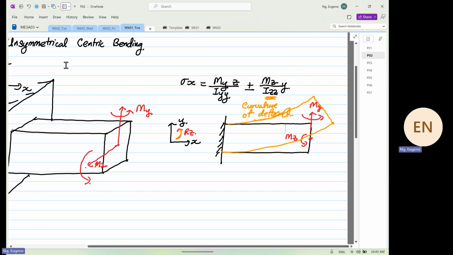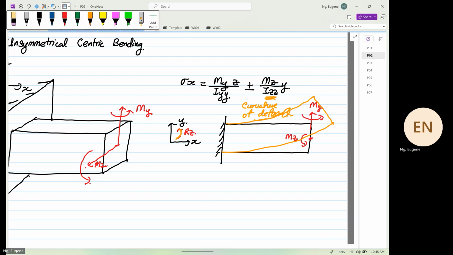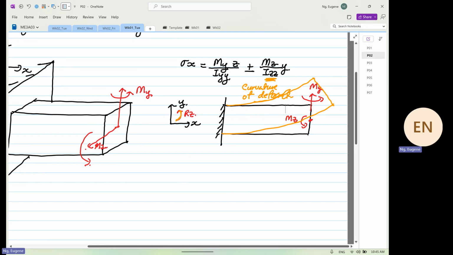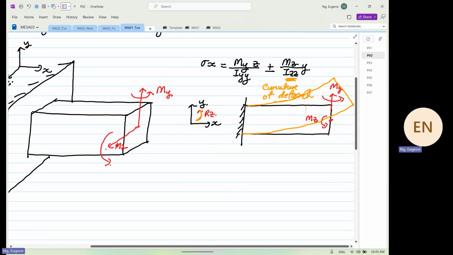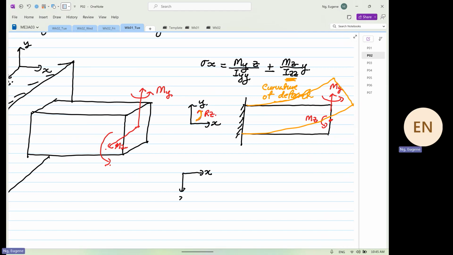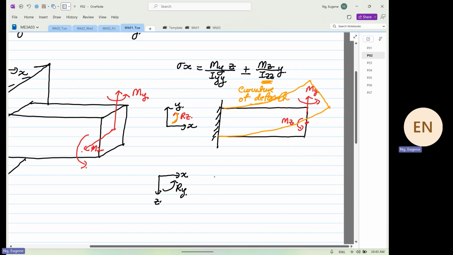Are we clear? So now we have a different view. We are going to view it from the XZ plane, and then we have rotation about Y. So now our structure looks this way.